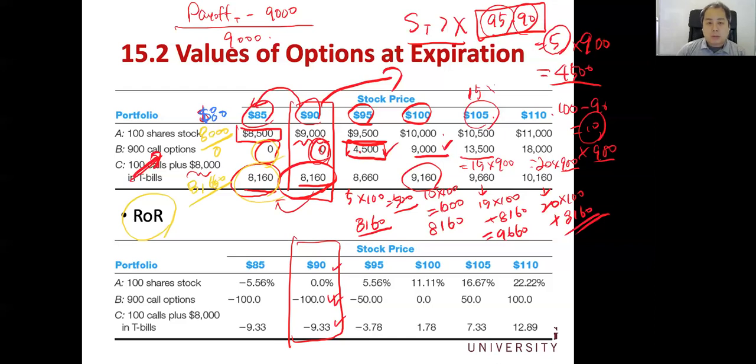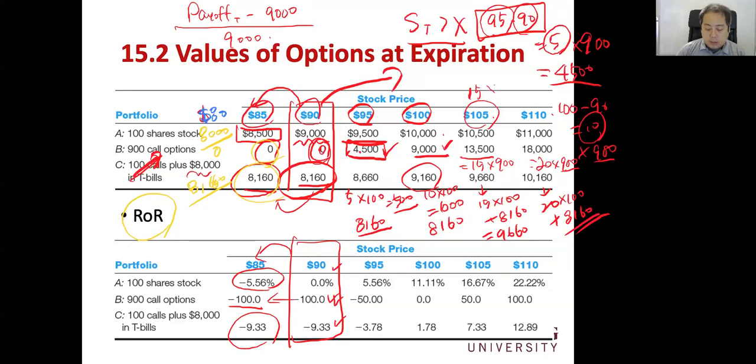lose the 100 option values. Below the exercise price, now for 85, you lose a little bit, 5.56%, because you lose $5. And then for the call, 100% because you don't exercise, so you lose everything. Still the same, negative 9.33% for C, because the money you lose is the option value itself.